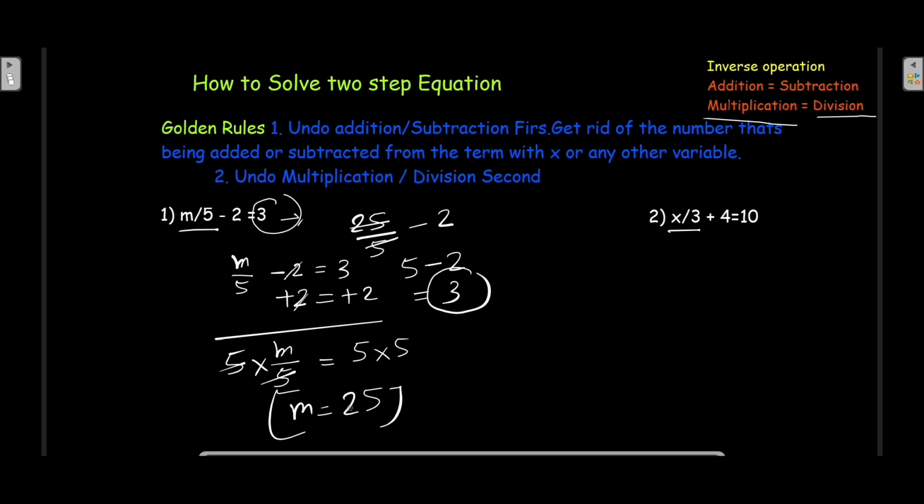So, moving to the next problem. Here is our next problem. I'm going to rewrite it here: x over 3 plus 4 is equal to 10.